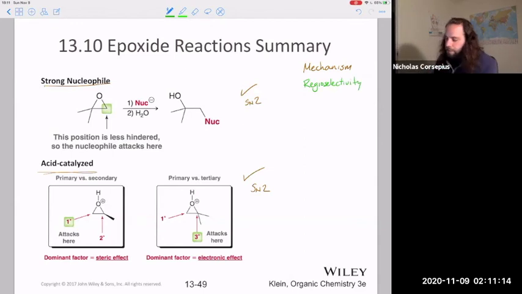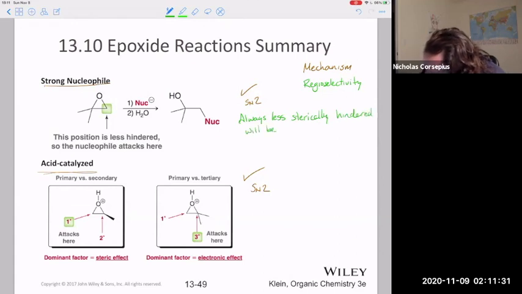The regioselectivity. Both of these have regioselectivity: always the less sterically hindered carbon will be substituted. And this is in contrast to the acid catalyzed, where the two possibilities are diagrammed for you out here. If it's primary versus secondary, the primary wins. However, if there's a tertiary carbon, the tertiary will win.